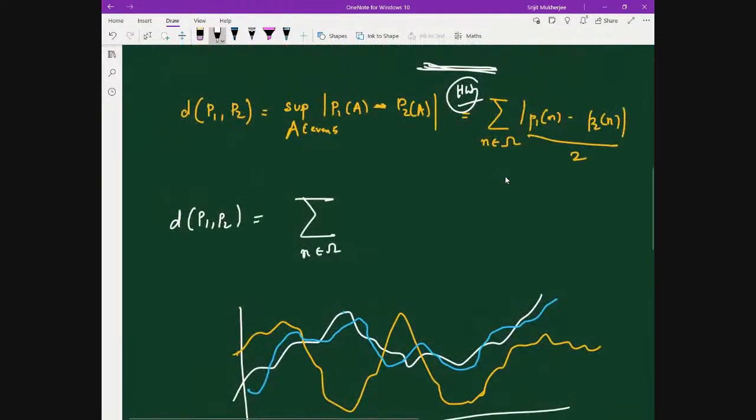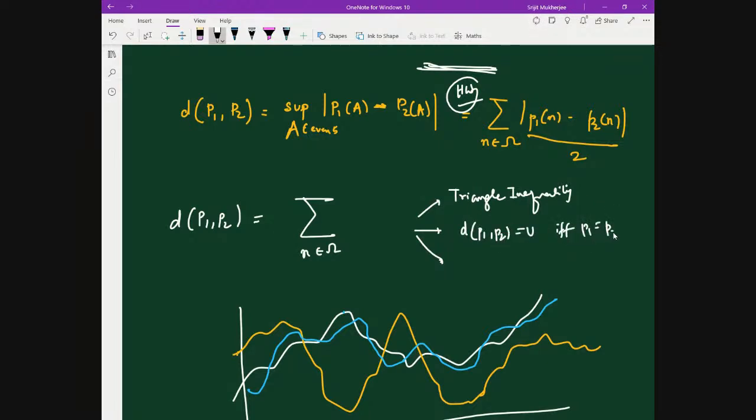There is another notion of distance. When can something be called a distance? It must follow the triangle inequality. But I'm not going into that because it will be too technical and we will not get a sense. You have to show that d of P1, P2 is equal to 0 if and only if P1 is equal to P2. Also, you have to show that d of P1, P1 is equal to 0. These are the two conditions that we need to show.